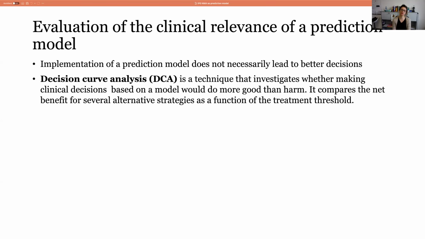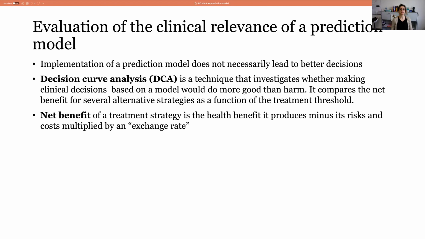And the decision curve analysis is a technique that has been introduced by Andrew Vickers and investigates whether making clinical decisions based on a model will do more harm than good. And a key concept in the decision curve analysis is the net benefit that we calculate for several alternative strategies as a function of the treatment threshold. I will elaborate on those notions in a minute.